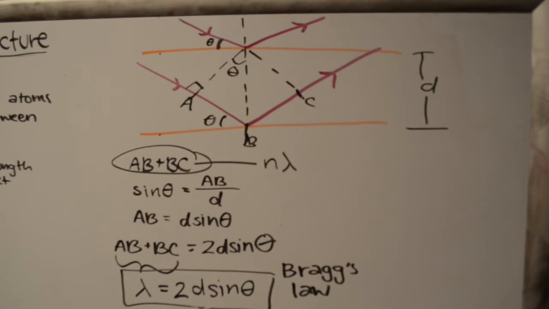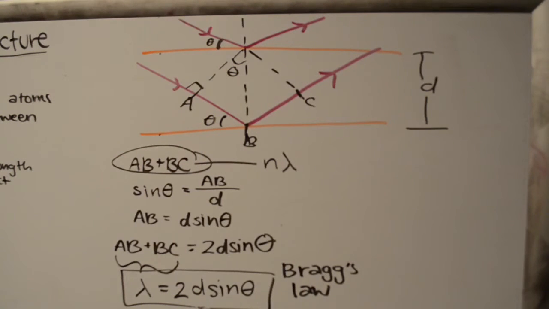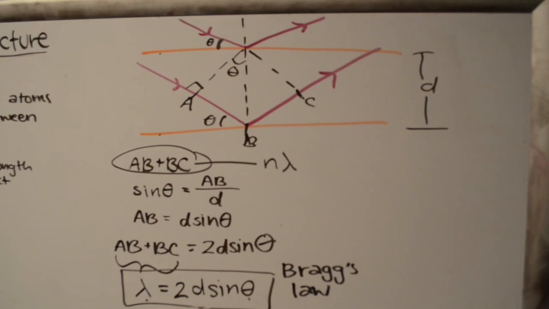And the most common use for Bragg's law is to use it to calculate the distance between layers of atoms, which is actually the distance between the atoms themselves. So as long as you know the wavelength of your X-ray and the angle it hit the surface of the crystal, then you can very easily calculate the distance between those layers.